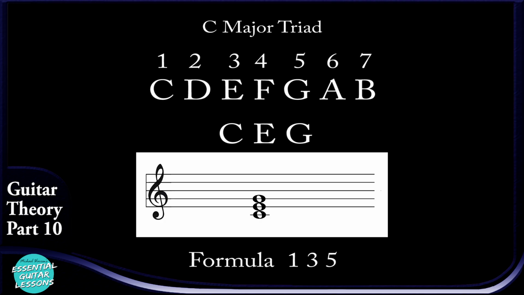Now when we notate this on the staff, the root note is the lowest note, the next one is a 3rd above that, and the next one is a 3rd above that. And we'll go more into that in a minute.